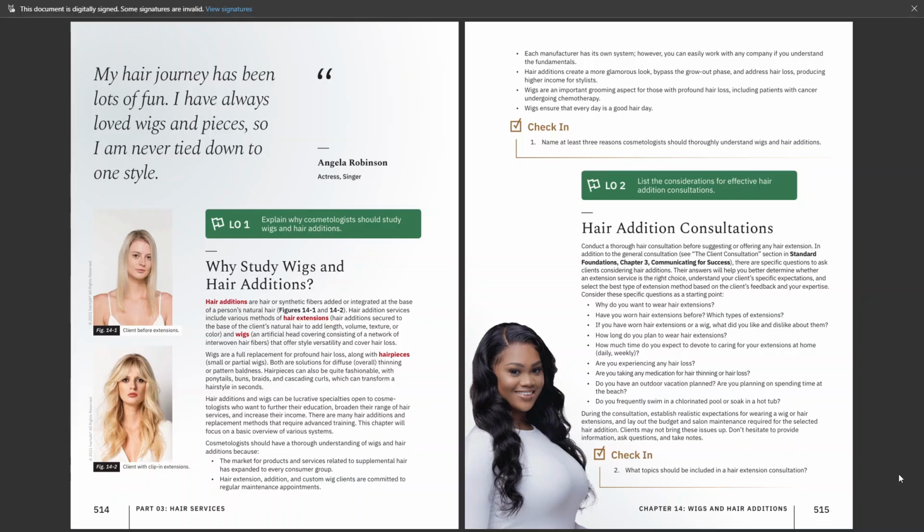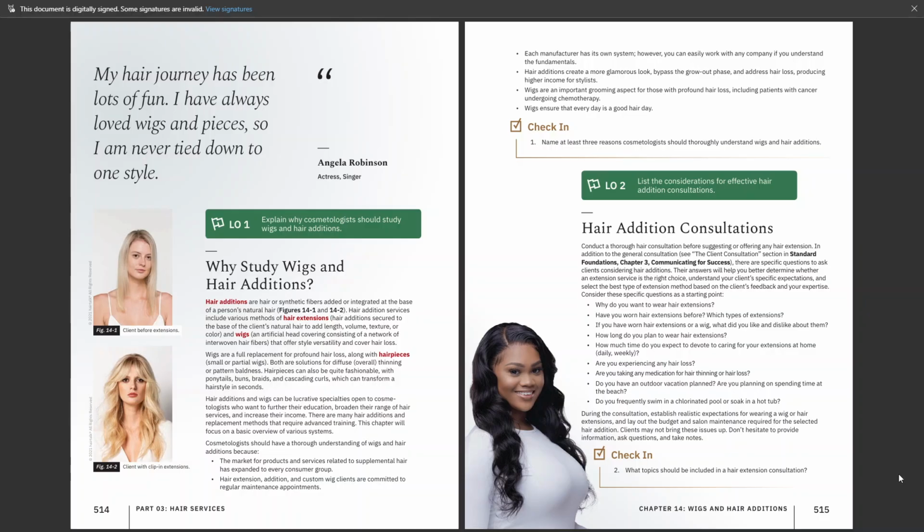Cosmetologists should have a thorough understanding of wigs and hair additions because the market for products and services related to supplemental hair has expanded to every consumer group. Hair extension, addition, and custom wig clients are committed to regular maintenance appointments. Each manufacturer has its own system. However, you can easily work with any company if you understand the fundamentals.